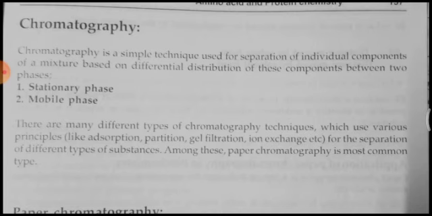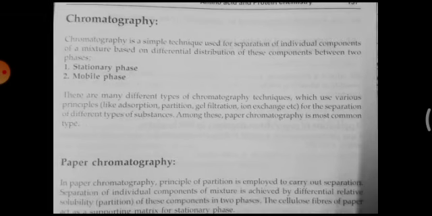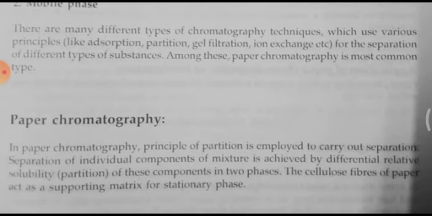Among these, paper chromatography is the most common type. So let us discuss in detail what paper chromatography means. In paper chromatography, the principle of partition is employed to carry out separation. Individual components of a mixture are separated by differential relative solubility of these components in two phases. The cellulose fibers of paper act as a supporting matrix for the stationary phase.